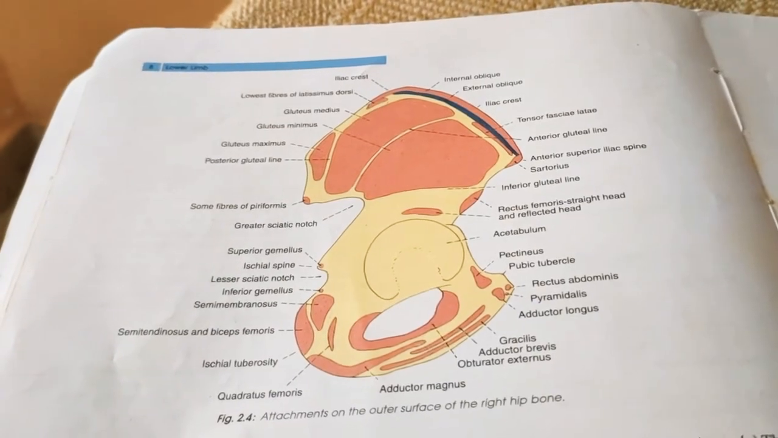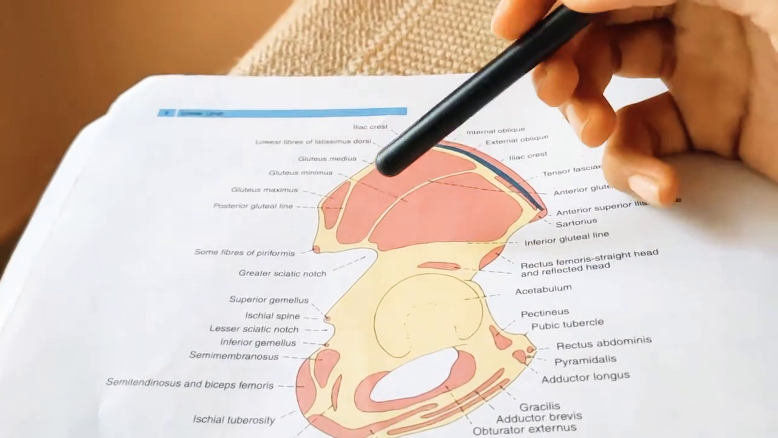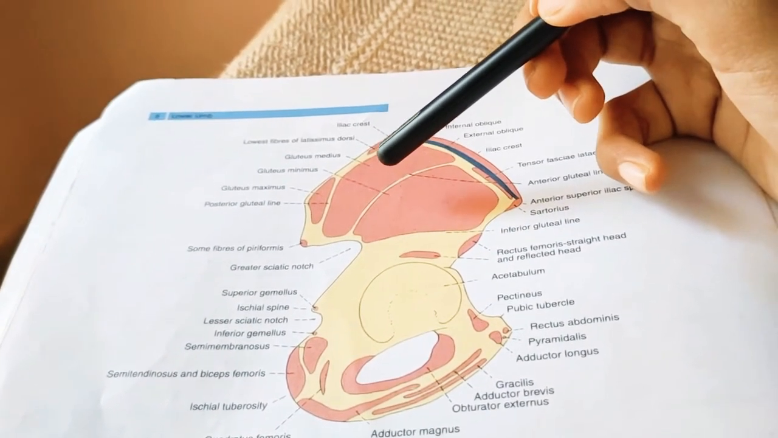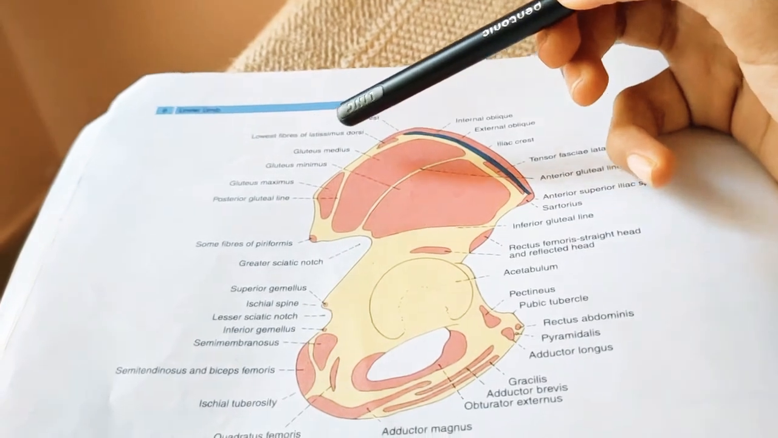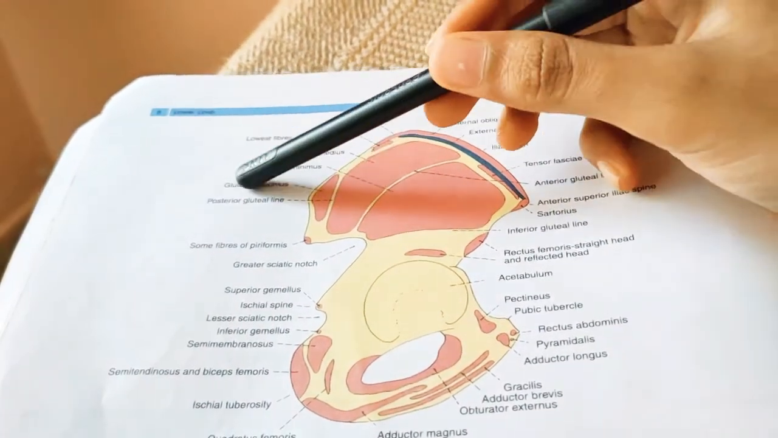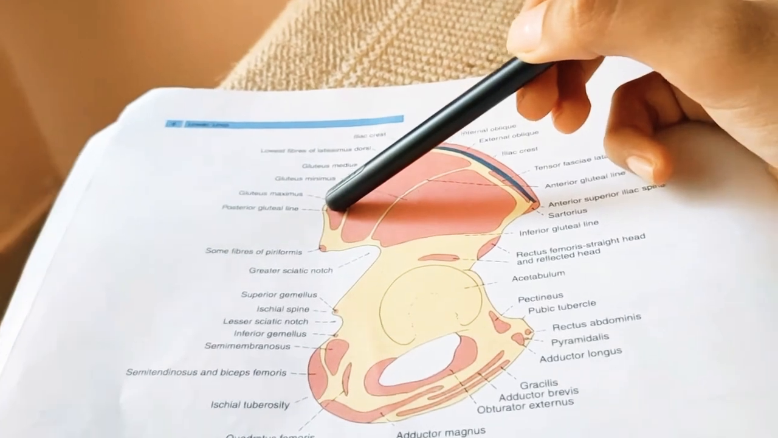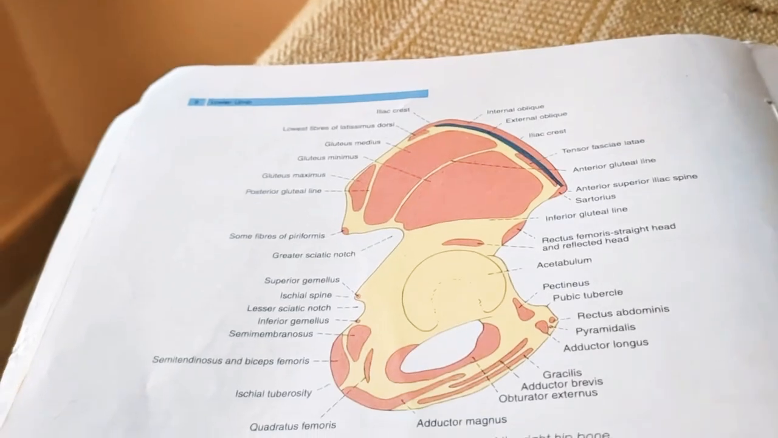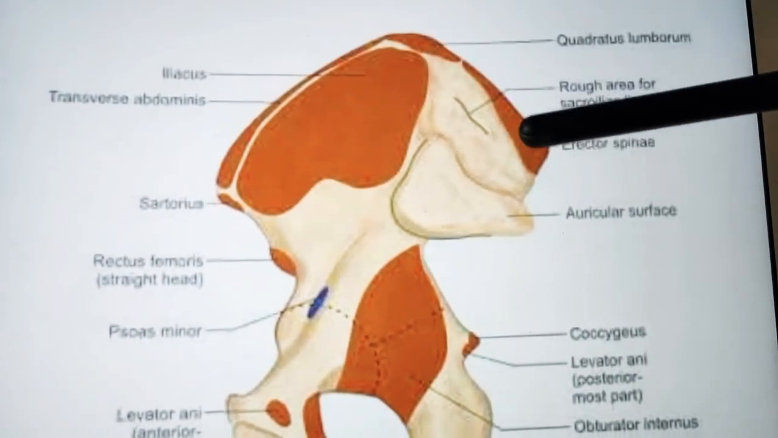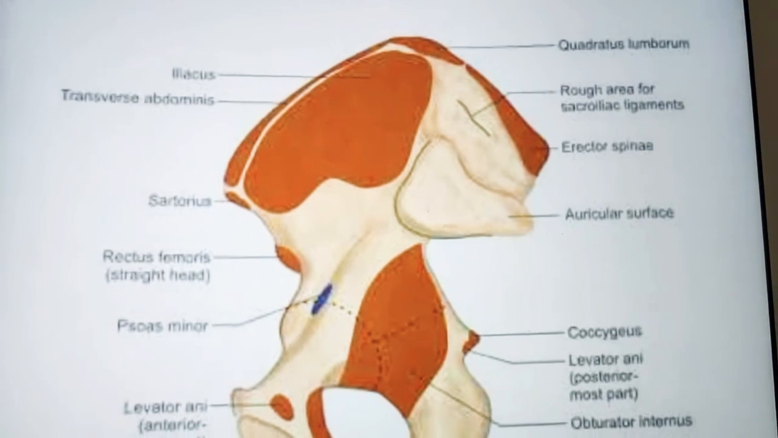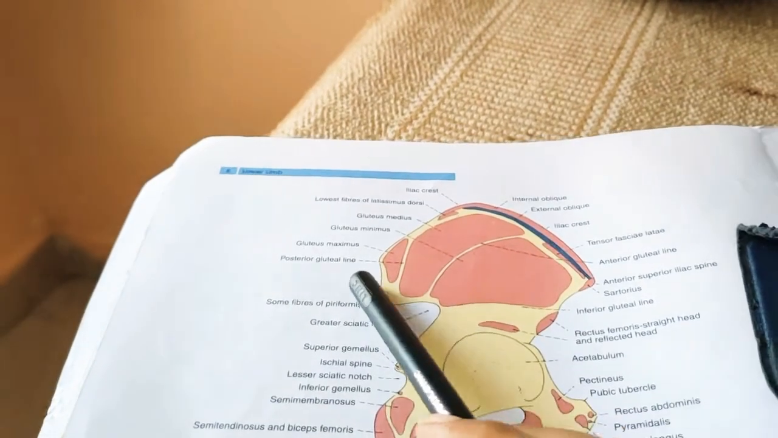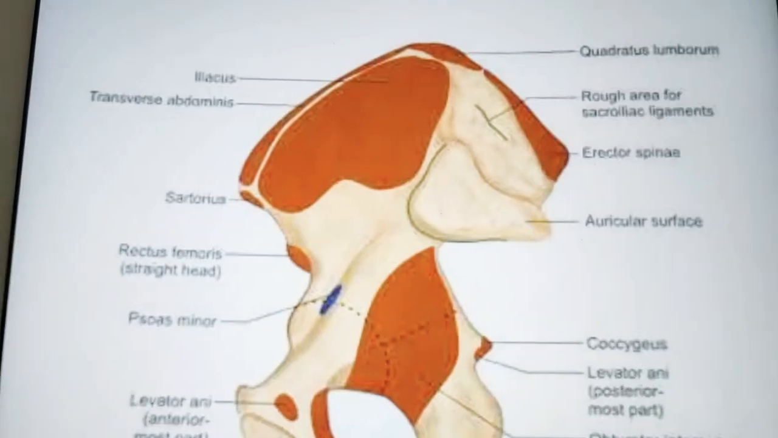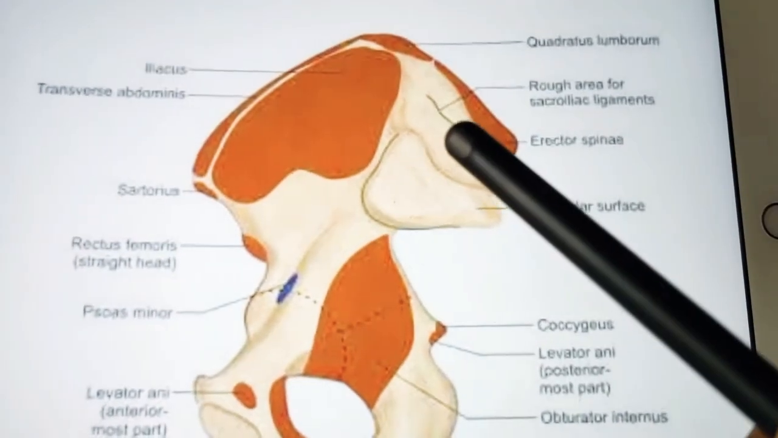On the dorsal side we need to see another diagram. This is the dorsal surface of the iliac crest. The lateral slope gives origin to gluteus maximus. You can see this is the lateral slope giving origin to gluteus maximus muscle, and next comes the medial slope which gives origin to the erector spinae muscle. Once again, lateral slope to the gluteus maximus, medial slope to the erector spinae. You can also see here a rough area for the sacroiliac ligaments.